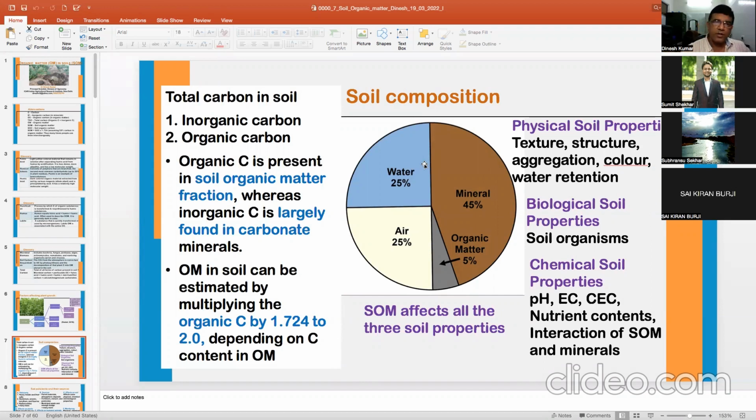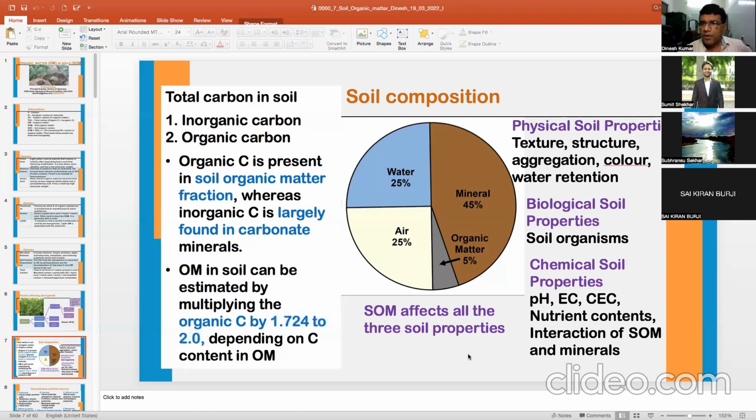And as I already told you, the total carbon includes inorganic carbon and organic carbon. Organic carbon is present in the soil organic matter fraction, already discussed, whereas inorganic carbon is largely found in carbonate minerals. Organic matter in soil can be estimated by multiplying carbon by 1.724, and the range is 1.724 to 2. It will depend upon the percentage of carbon in organic matter. But in India, in many places, we consider it as 1.724. This factor is taken in India. However, if you take less carbon percentage, then the value of this factor will increase. If you take 56% carbon, then the value will be different. But this value is at 58% carbon.